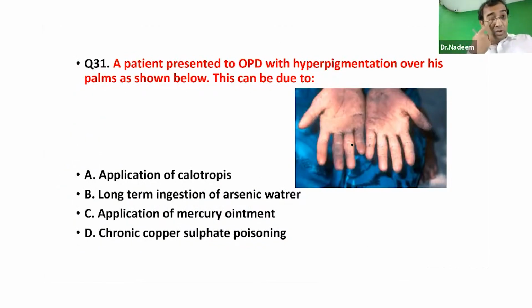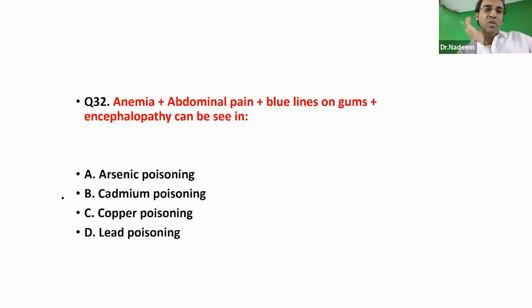See, I hope now this question you can easily solve. A patient presented to OPD with hyperpigmentation over his palms, black, raindrop pigmentation. What is the answer now? Long-term ingestion of what? Arsenic water. Yes, arsenic poisoning only. Raindrop pigmentation. Very easy question. This question I think everyone can solve.